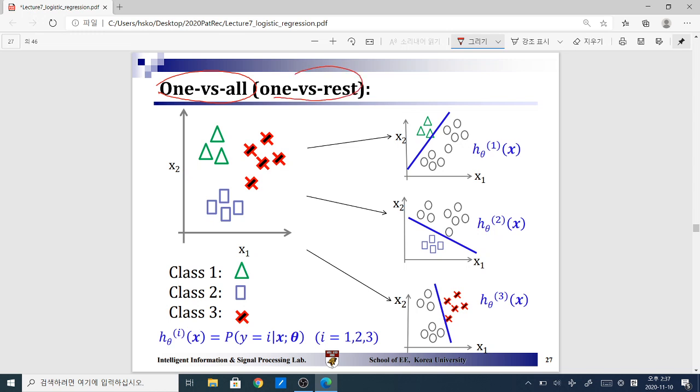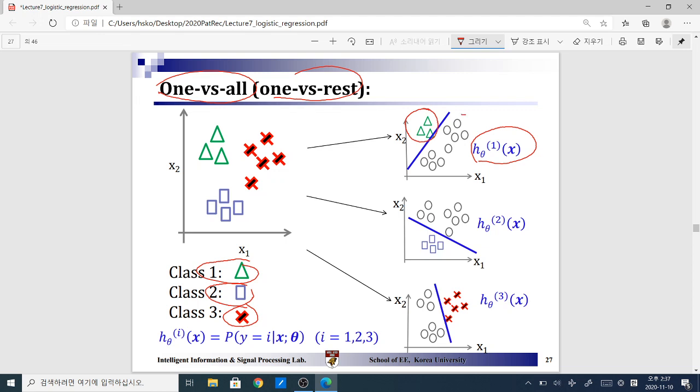The way we are going to do that is by means of one versus all, sometimes also known as one versus the rest. For example, suppose we have the triangle as class 1, the square as class 2, and the red crosses as class 3 samples. The scenario is that we are going to obtain a decision boundary, using this logistic regression hypothesis function, that divides class 1 versus all the others.